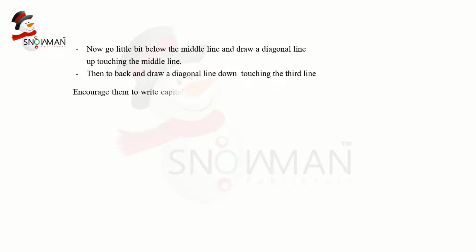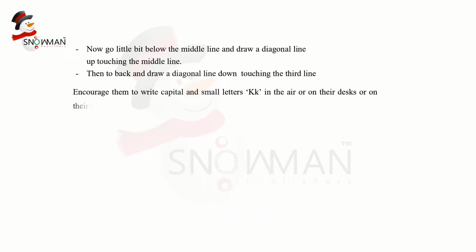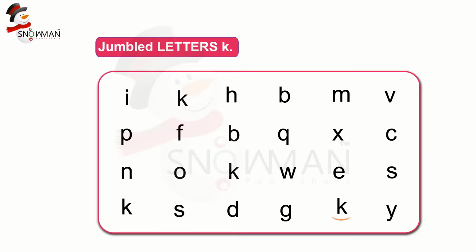Encourage them to write capital and small letters K in the air, or on their desks, or on their hands with the help of the index finger. Ask them to open their textbooks and write capital and small letters K with the help of dots. Write some jumbled letters on the writing board and ask the children to recognize K.